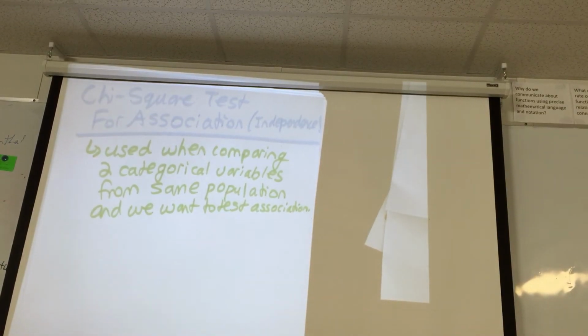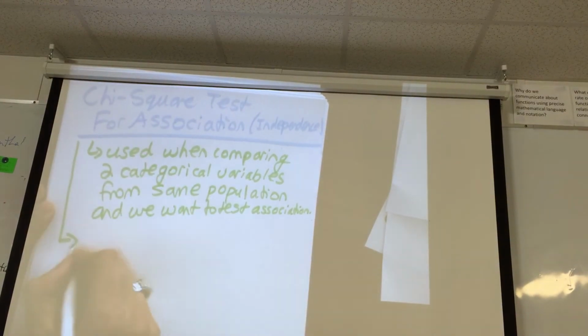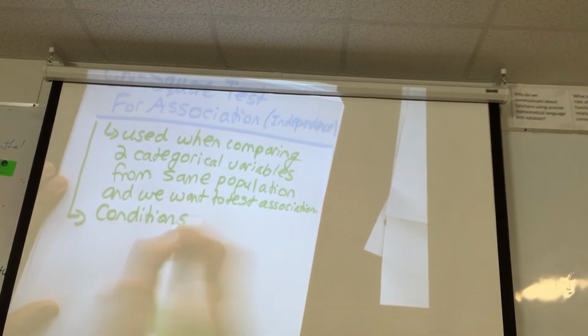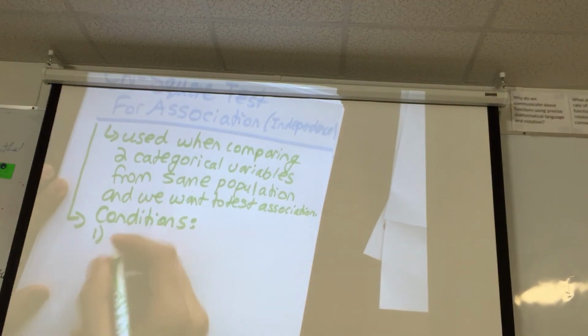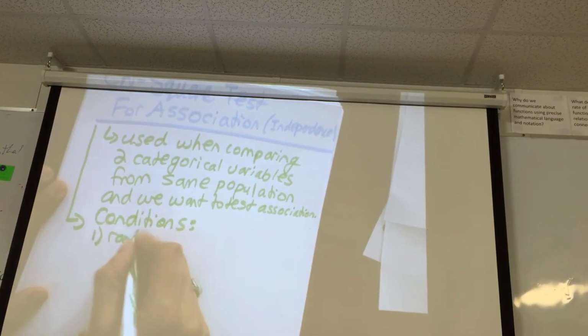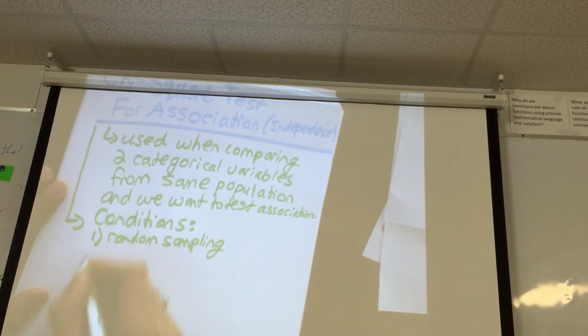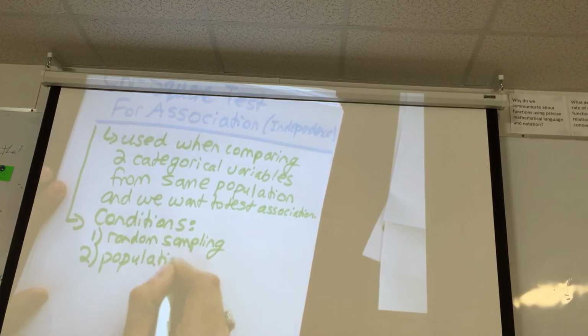Other questions on that? I try to give a concrete example. Okay, so what are the conditions? Well, let me not be too suspenseful here. The conditions are random sampling. The conditions are population 10 times the sample size.